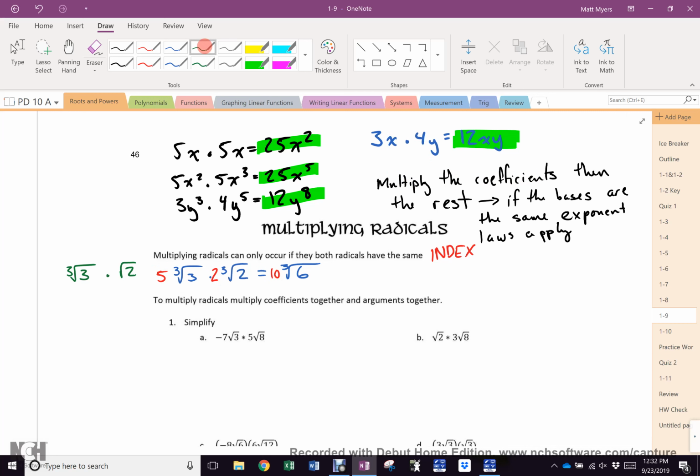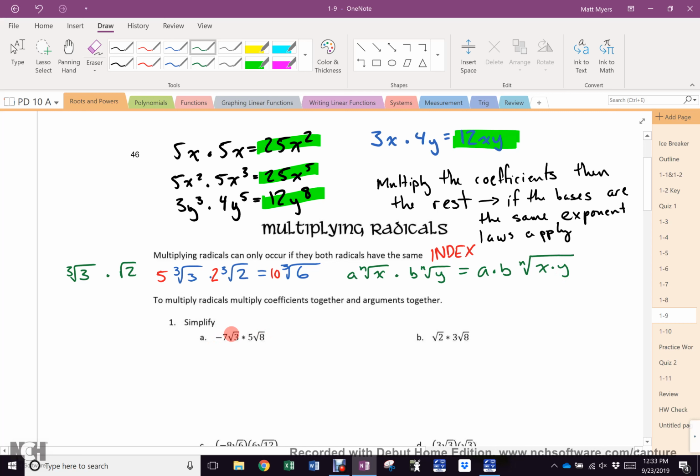All you got to do is this. I'm going to write it out with letters. If I have a n root x times b n root y, the n's are the same. All we do is a times b, then we do the radical sign, and x times y, no matter what it is. So in the first two questions here, of course, I am going to write it out the longest way possible so you all understand it.